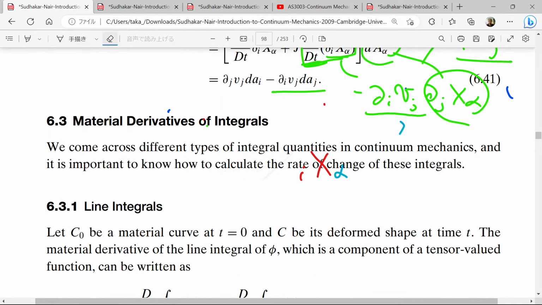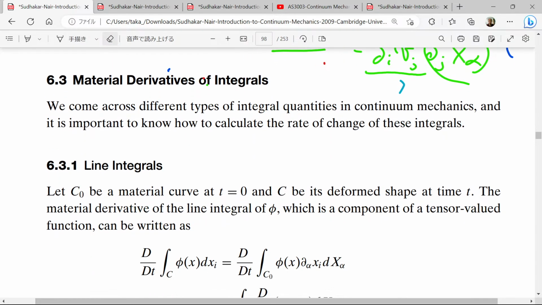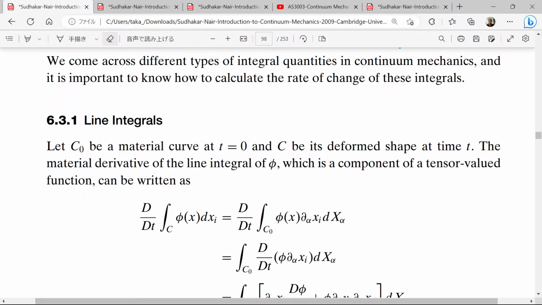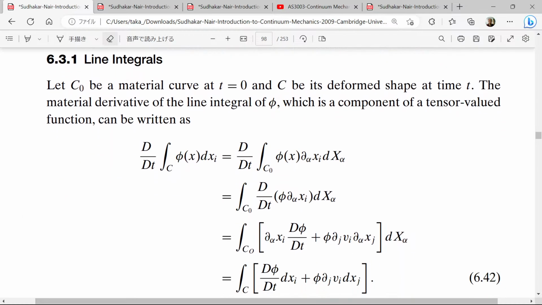And we have this material derivative of integral. We come across different types of integral quantities in continuum mechanics, and it is important to know how to calculate the rate of change of these integrals. Line integrals. Let C0 be a material curve at t equals 0 and C be its deformed shape at time t.